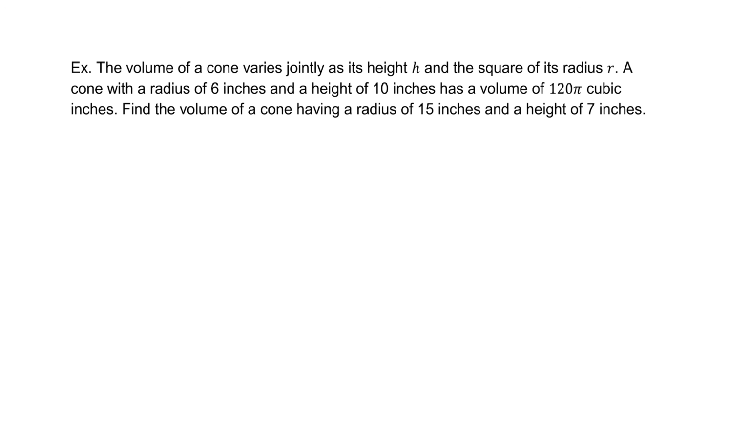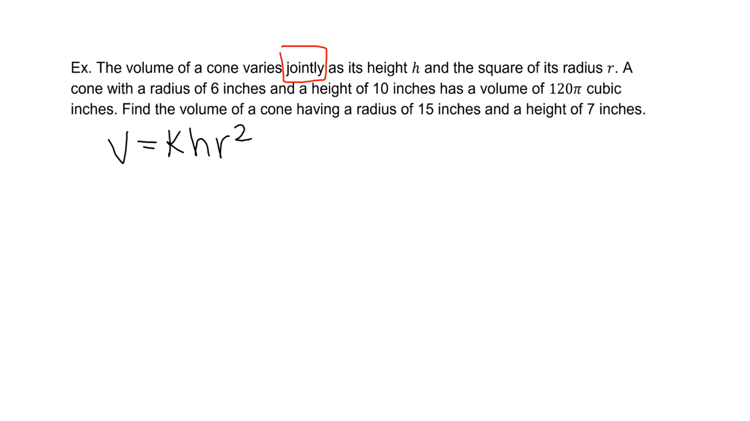So let's point out the type of variation we have going on. So we have a joint variation. And instead of x, y, and z, we have volume, height, and radius. So it's going to still work the same way. So we know the volume varies jointly. So we have our constant of variation k times the height h and the square of the radius. So it's going to be h and r squared. So this is my equation, V equals khr squared.